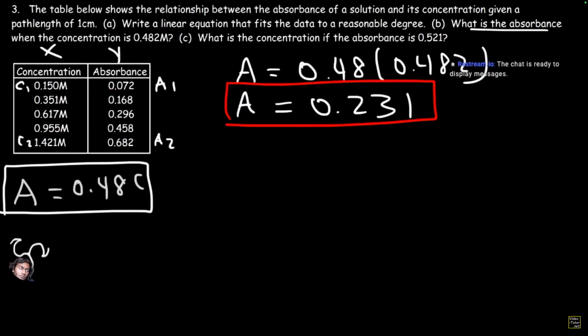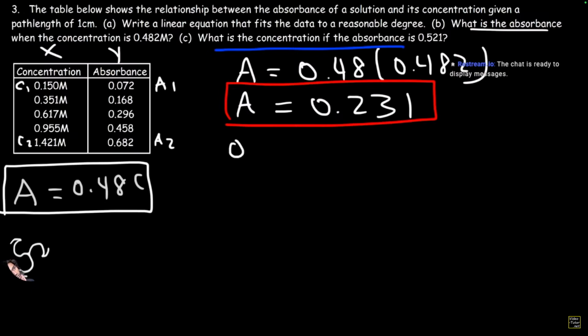Now let's move on to part C. What is the concentration if the absorbance is 0.521? Now 0.521 is between these two numbers. It's between 0.458 and 0.682. Therefore, the concentration, we should expect it to be between 0.955 and 1.421. So let's go ahead and get the answer.